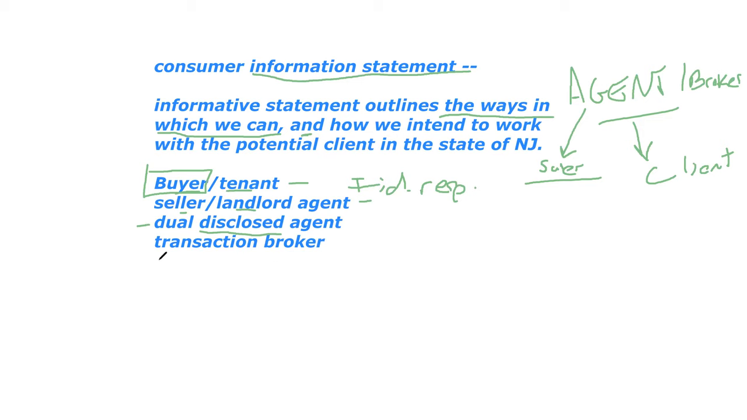Now, the last one that we have in the state of New Jersey is a transaction broker. A transaction broker owes no fiduciary duties to anyone. This is typically a business decision where someone might say, hey, I'll put you on the MLS for X amount of money, but I won't give you any kind of representation. I won't give you any kind of anything, all right? So that is what a transaction broker will do, okay?